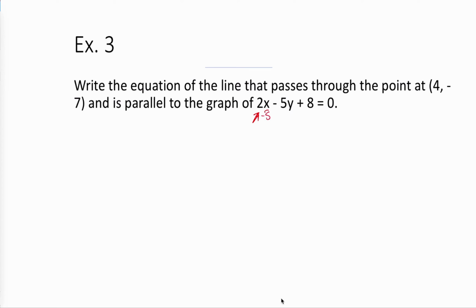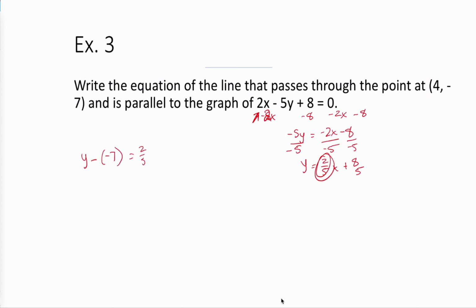So, I'm going to move 2x over, and I'm going to move 8 over. Get negative 5y equals negative 2x minus 8, and divide everything by negative 5, and that's going to be y equals 2/5 x plus 8/5. So the slope of this original line is 2/5. Now, if I want an equation to put it in point slope form, y minus y1 is negative 7, equals the slope of 2/5, x minus x1 is 4.